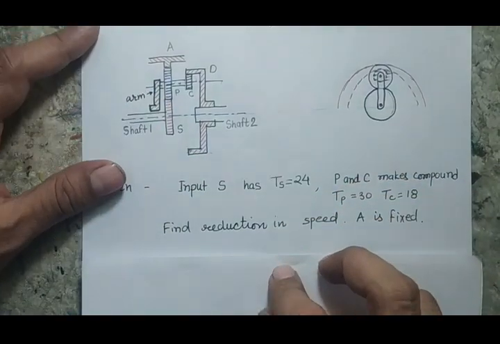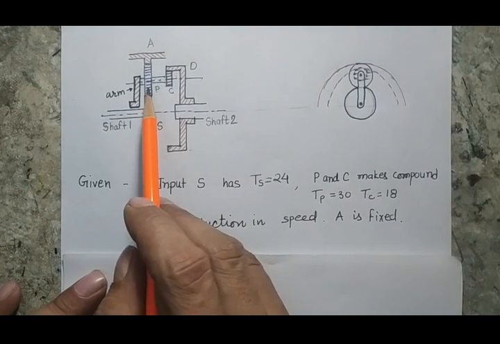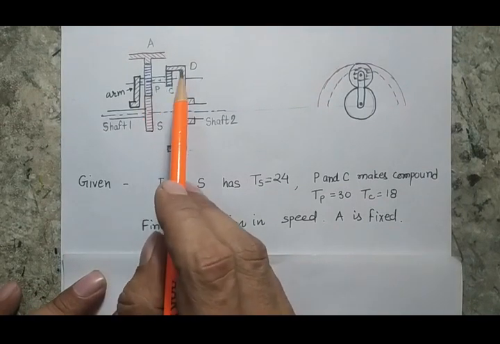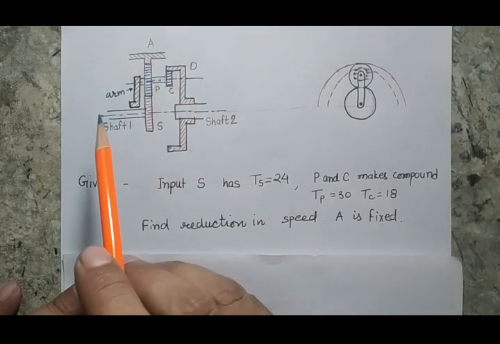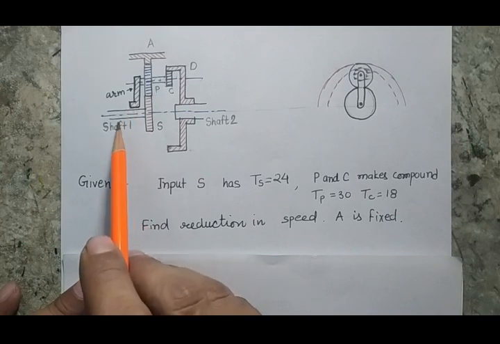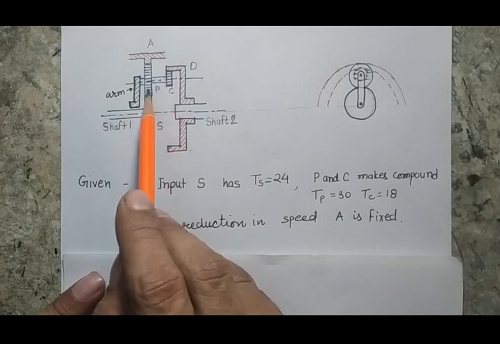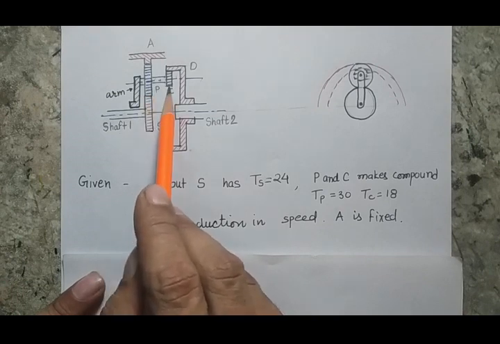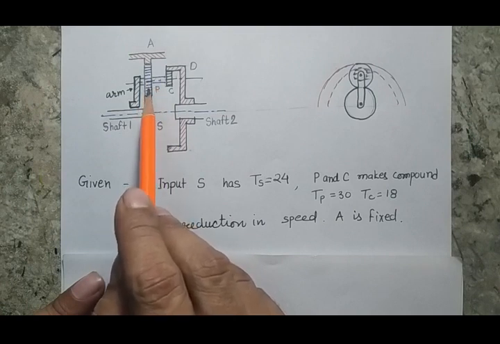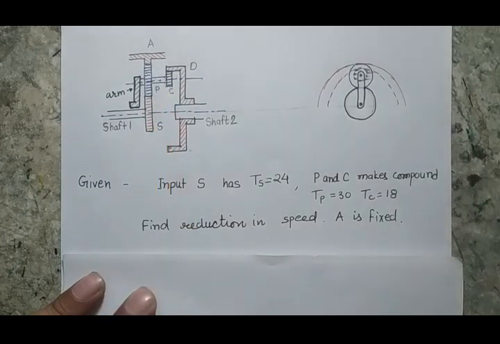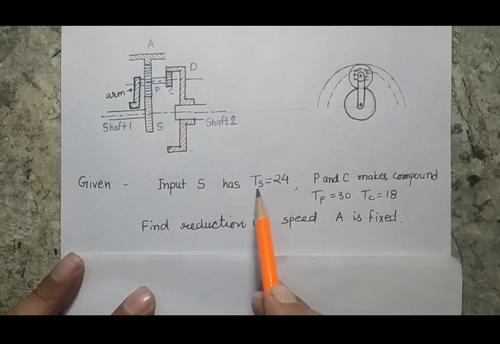The problem says that this is an epicyclic gear train where there are gear S, planetary gear P, C, gear D, gear A. A and D are ring gears having internal teeth. This is your arm mounted on the shaft 1, and gears P and C are a compound gear, meaning both gears are mounted on a single shaft, so that the rotation speed of P will equal the rotation speed of C. And in the question it is given that the input S has 24 teeth.